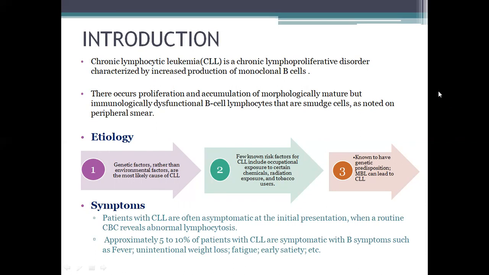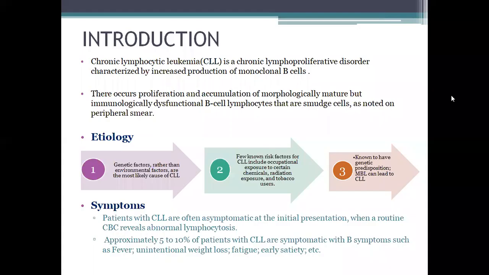Coming to the symptoms, mostly patients with CLL are asymptomatic at initial presentation, and a routine CBC just casually reveals abnormal lymphocytosis, which occurs when there is a population of greater than 5,000 cells per cubic millimeter of the blood sample. Approximately 5 to 10% of the patients with CLL are symptomatic with B symptoms such as fever, unintentional weight loss, fatigue, etc.